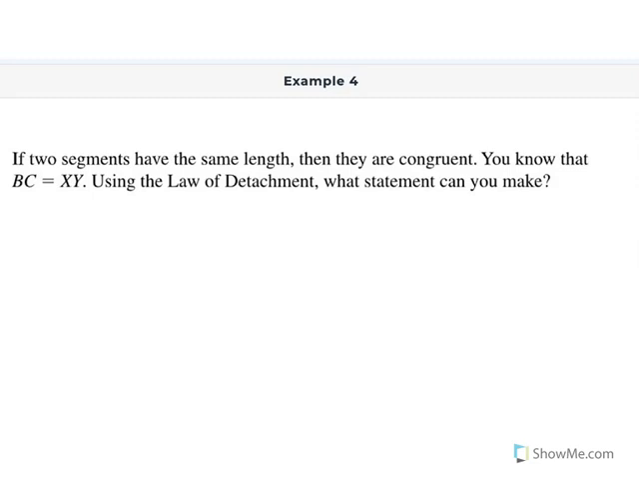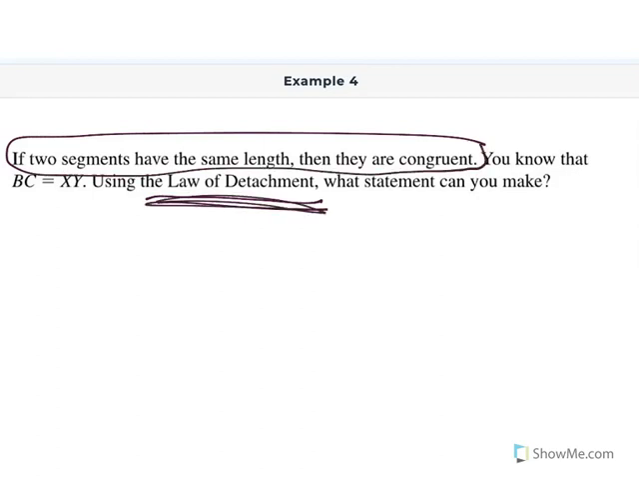So notice in the question it says using the law of detachment. Okay? So we only have the one if-then statement, which is fine when we're trying to use the law of detachment. That if-then statement says, if two segments have the same length, then they are congruent. And then it gives you this little piece of information here. It says, you know that segment BC is equal to segment XY. Segment equal to segment means that the segments have the same length, right?